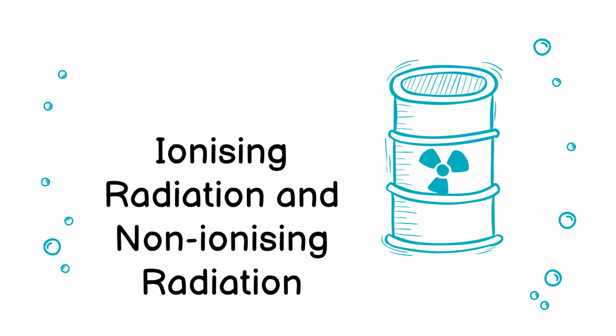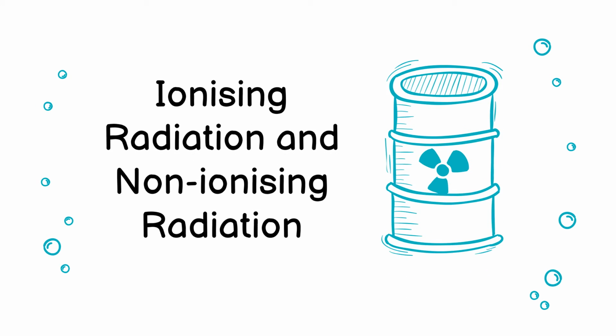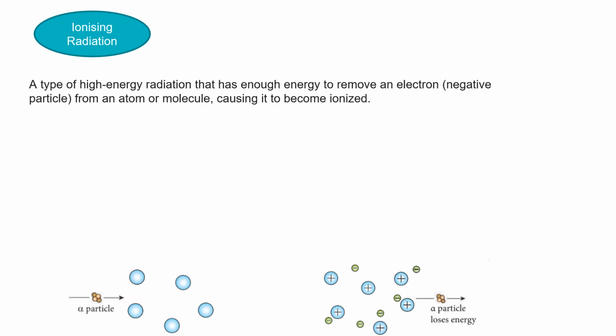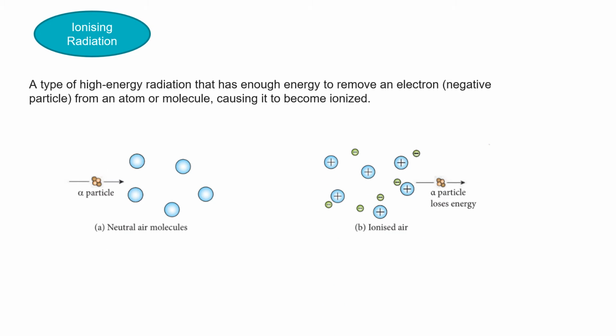Radiation has ionizing radiation and non-ionizing radiation. Ionizing radiation is a type of high energy radiation that has enough energy to remove an electron, which is a negative particle, from an atom or molecule, causing it to become ionized. For example, we have neutral air molecules, but when the alpha particle comes across the neutral air molecules, it has energy to remove an electron from the molecule and become ionized air.